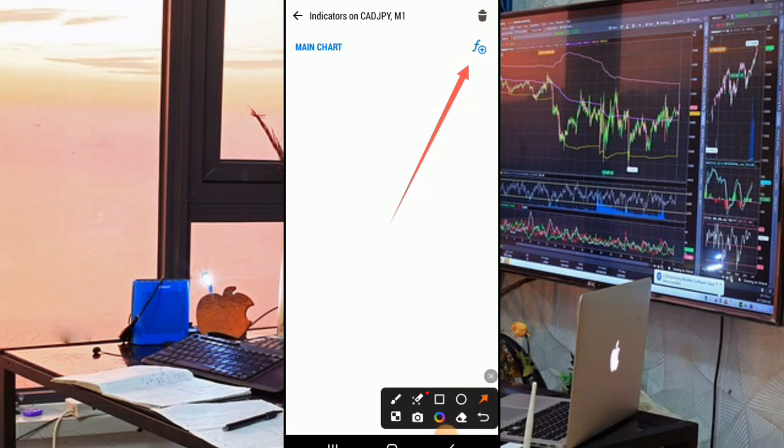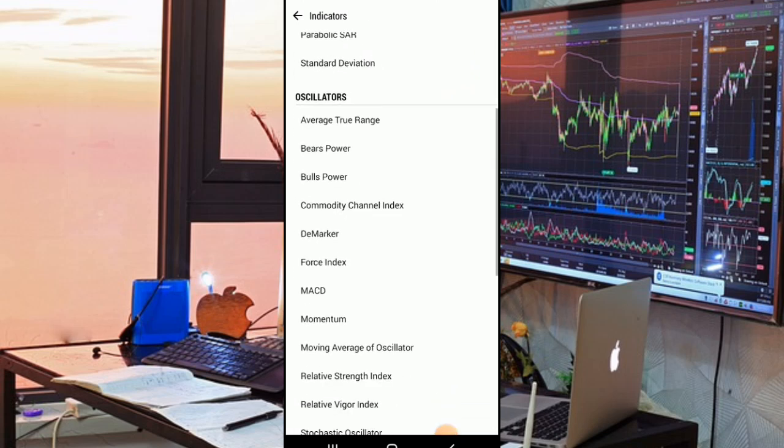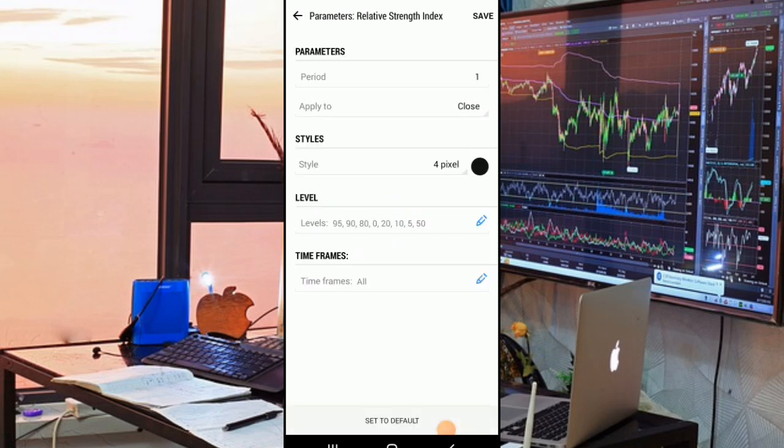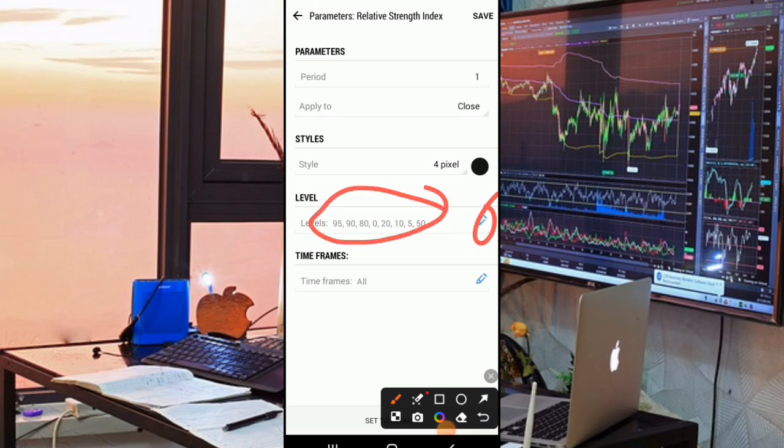So you're just going to click the F function from the main chart, and when you get there, you're just going to scroll down and look for the relative strength index. So the relative strength index is just over here, so just click on it, and then let's calibrate our RSI. So we enter period 1, apply to close, style four pixel, and then we make it black. And then what we are going to do is come here, because we want to enter the levels.